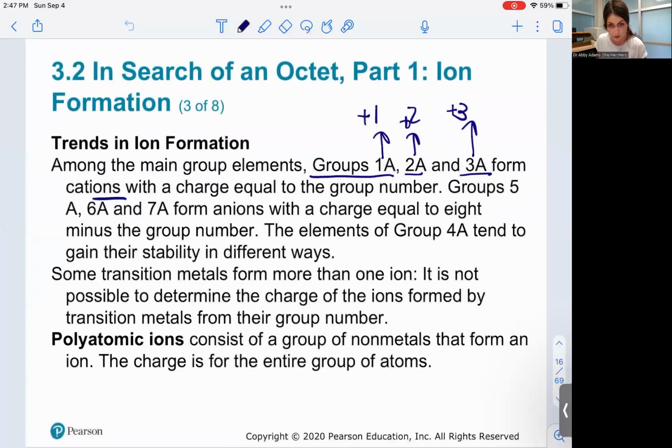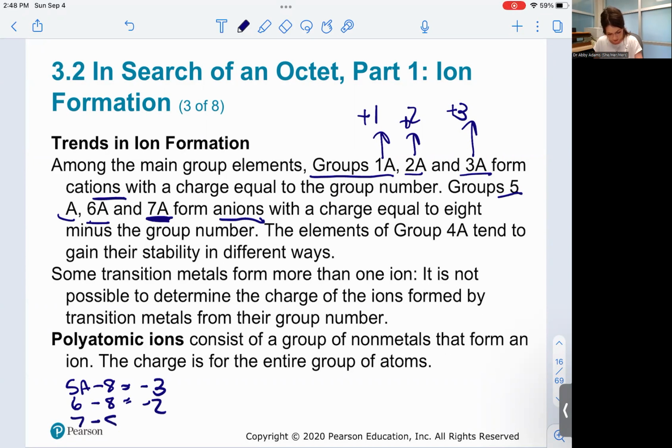All right, I hope you're following. If you don't, you can pause and rewind the video. Remember that. So this is going to be different for groups 5A, 6A, and 7A. All right, they're going to form anions. Okay. So that's the negative ion with a charge equal to 8 minus the group number. Okay. 8 minus the group number. So if it's 5A, 5 minus 8, we're going to look at a minus 3 charge. All right. And if we have 6 minus 8, we're going to have a minus 2 charge.